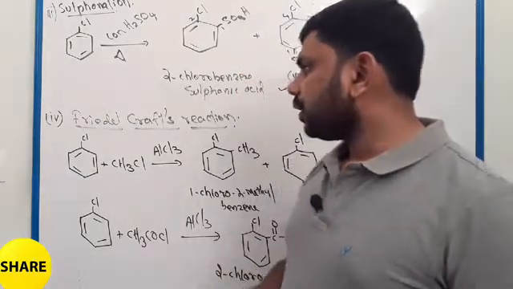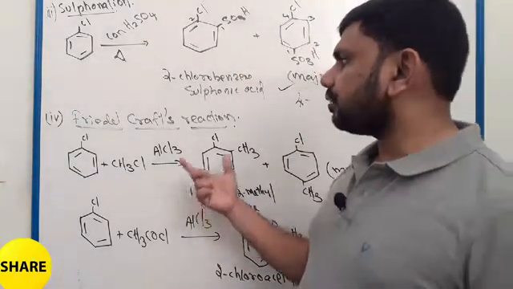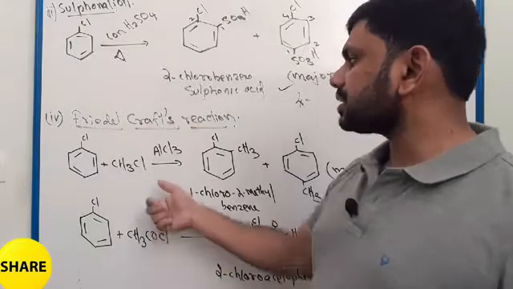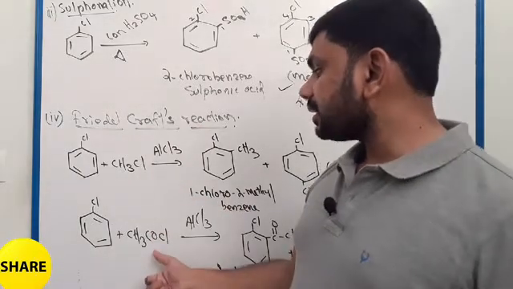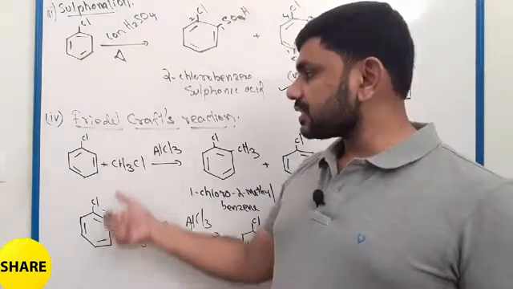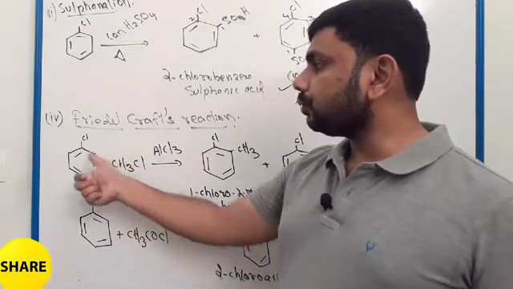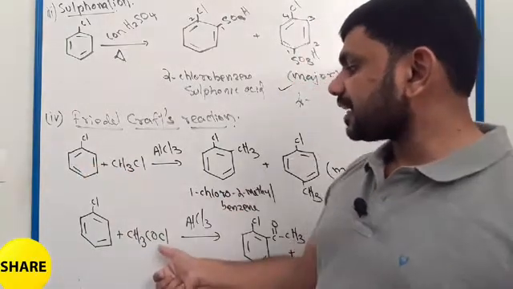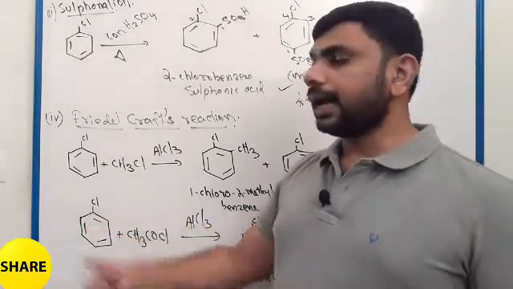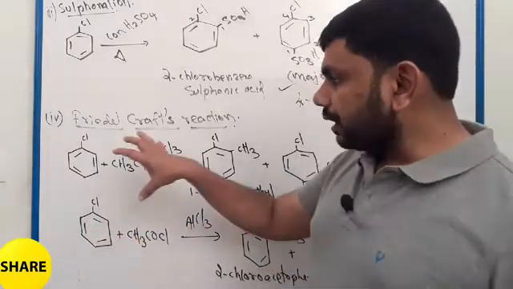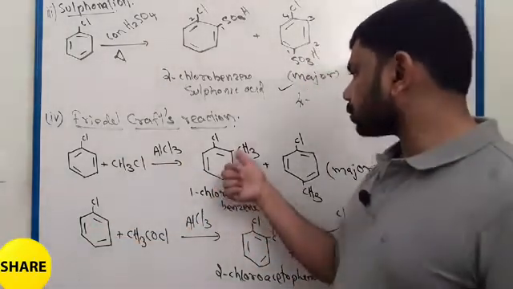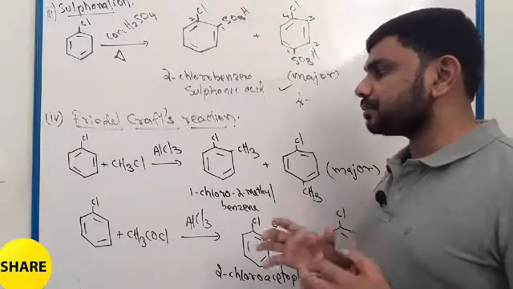Friedel-Crafts reaction. In the Friedel-Crafts reaction, there is alkylation and this is acylation. This is alkylation: an alkyl group will be added. This is acylation: an acyl group will be added over here. During this chemical reaction also, the ortho and para positions will be substituted.